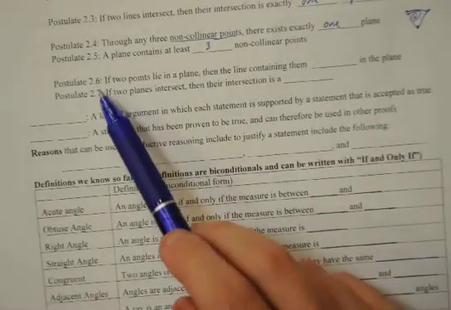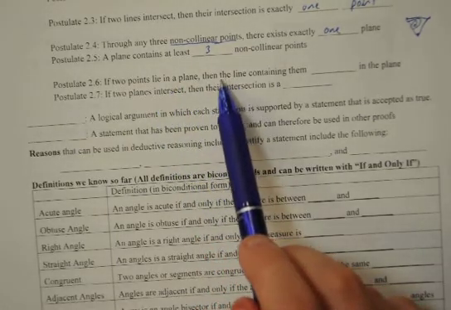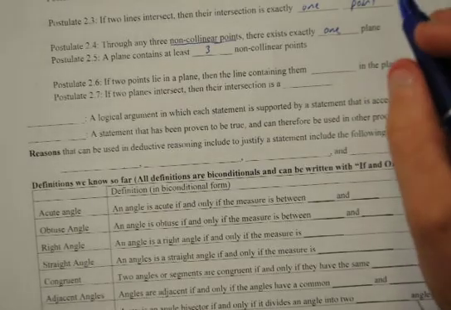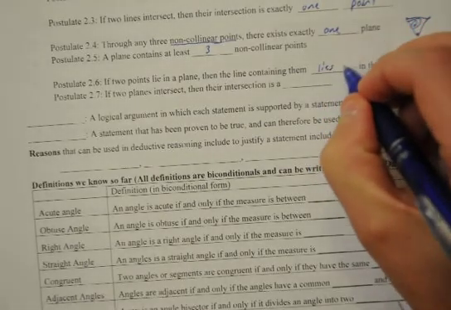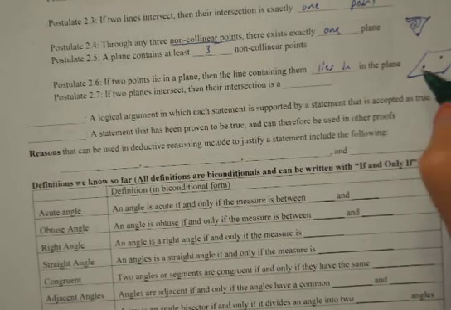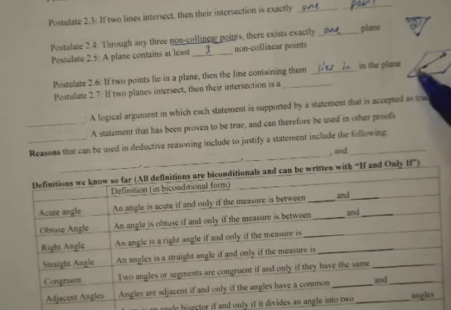And postulate 2.6. If 2 points lie in a plane, then the line containing them lies in the plane. So if you've got yourself a plane, and you've got yourself these points that are in the plane, then this line also must be in the plane. This line cannot curve out of the plane. It can't do that. It's stuck. If these points are in the plane, then this line is also stuck in the plane.